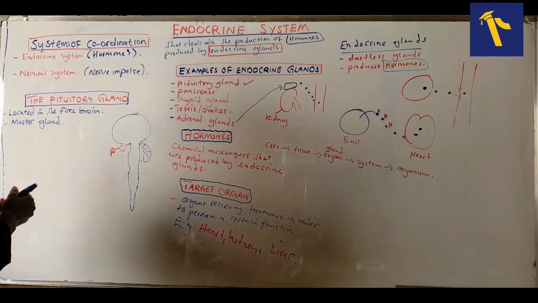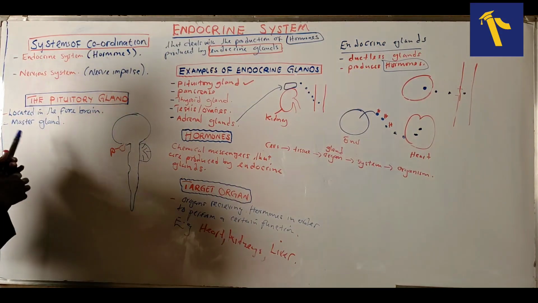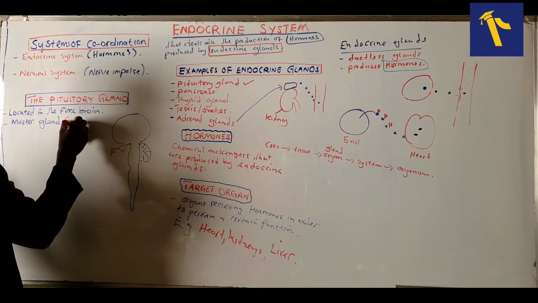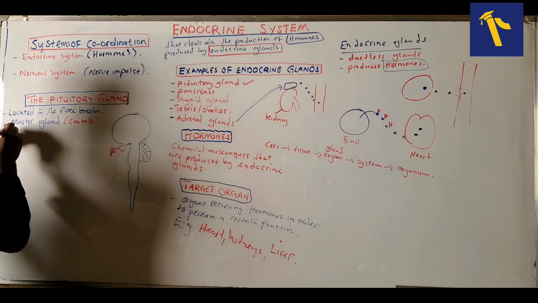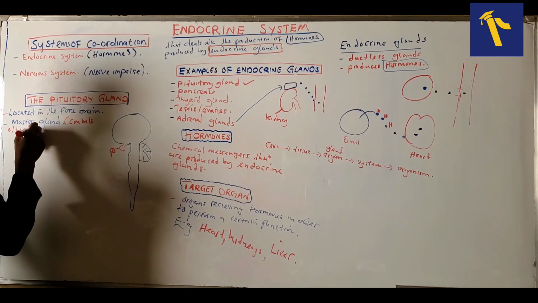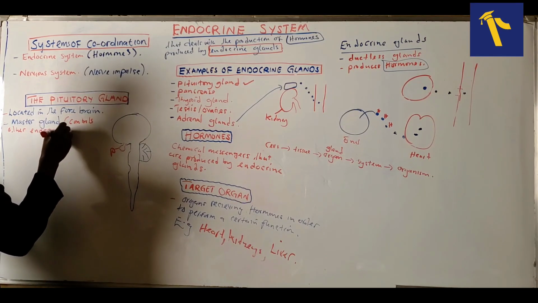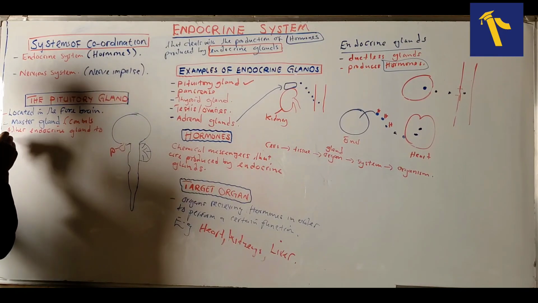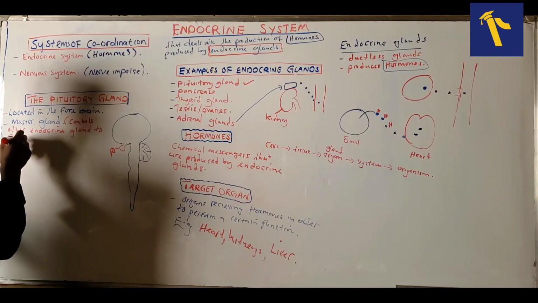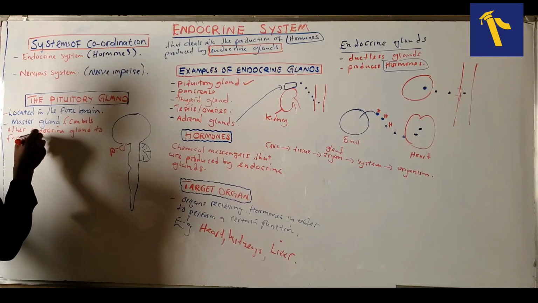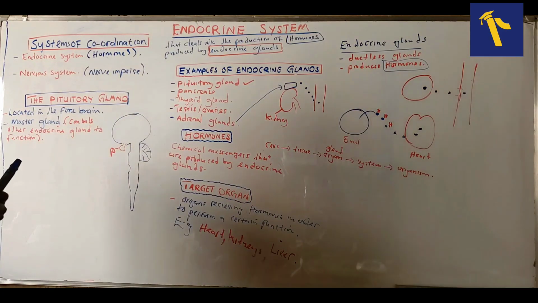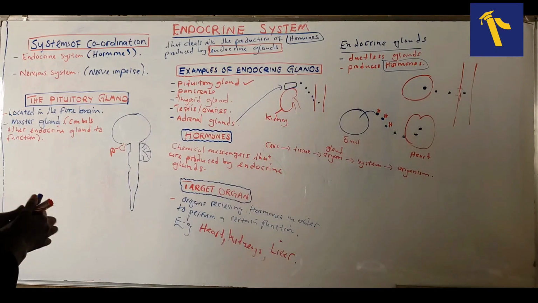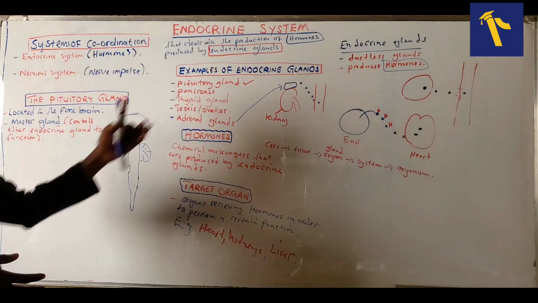Why? Because, here in brackets, we can say it controls other endocrine glands to function. So that's the main reason. If they ask you why it's called a master gland, you can say it is because it has the ability to control other endocrine glands to function. Okay, like these endocrine glands.